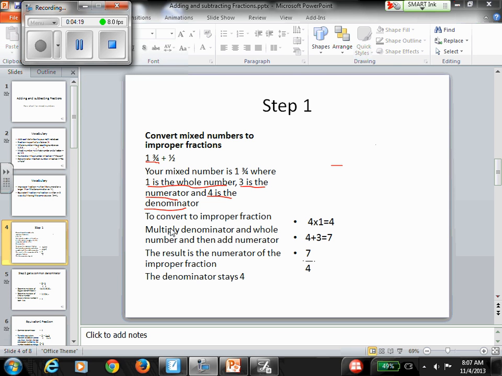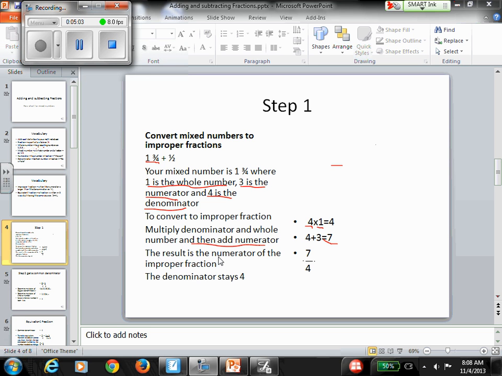To convert this to an improper fraction, we're going to multiply the denominator, which is 4, times the whole number, which is 1, to make 4. When you multiply numbers, this makes a product. So what we do next is we add the numerator to the product of those two numbers. If we look here, we're going to add 3 to 4, because 3 is the numerator and the product of the whole number and the denominator is 4. So 4 plus 3 equals 7.